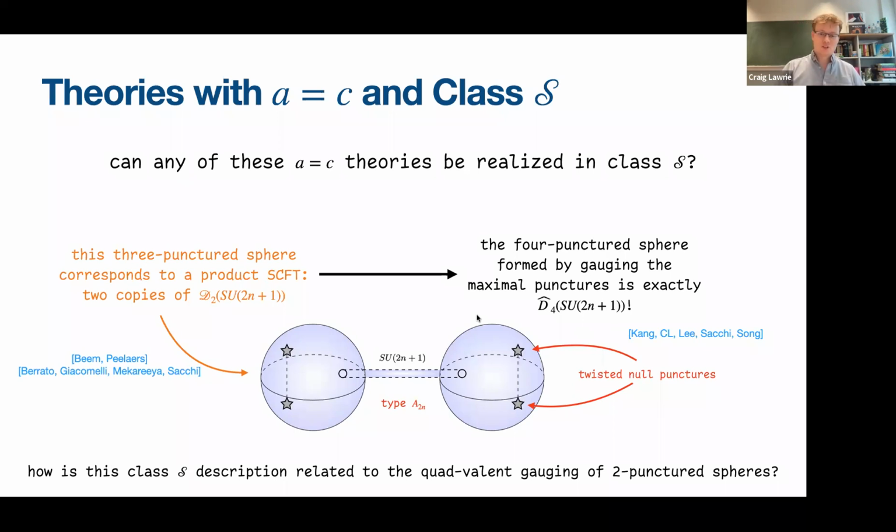Of course, what I can't tell you is how this class S description is related to the quadrivalent gauging of two-punctured spheres. In fact, I won't tell you anything about that during the talk. But what we will see later is that the fact that these theories sit inside of class S is rather interesting. But before I tell you why, I'm going to tell you some other interesting fact.